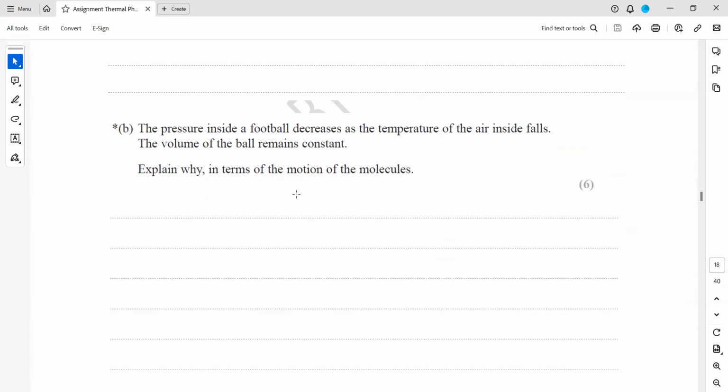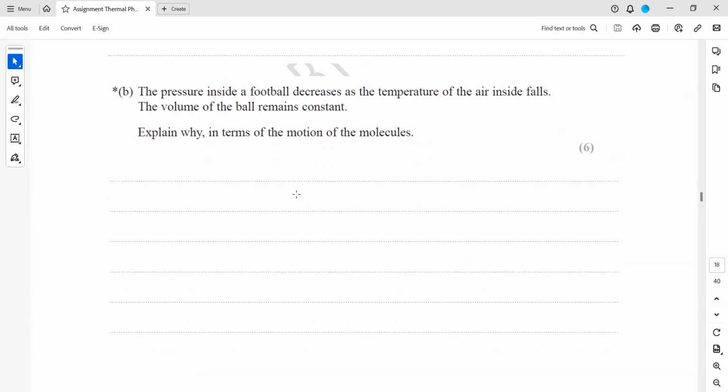And the pressure inside the football decreases as the temperature decreases, with volume remaining constant, in terms of motion of particles. So this is the explanation: as the temperature increases, the particles move faster, there will be a greater change in momentum or more collisions. So if the temperature decreases, the rate of change of momentum will also decrease. So the pressure will also decrease. You have to relate the temperature with the speed, and then speed with the momentum, and momentum with the pressure here.